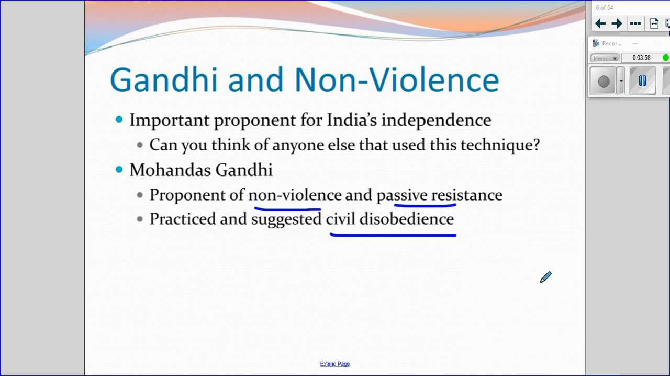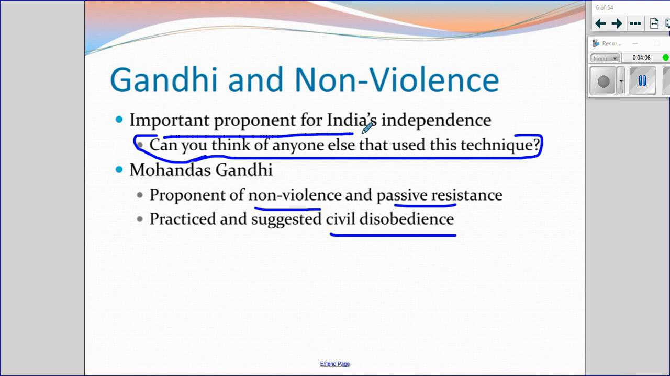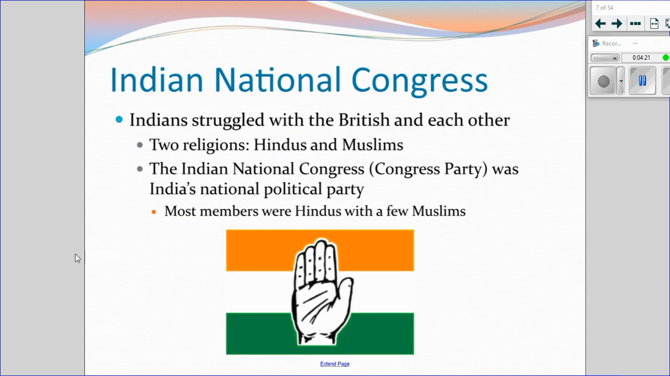All right, and so I think you might be able to think of somebody else who has done this. And if you're thinking Dr. Martin Luther King Jr., you're right, because nonviolent, passive resistance, and civil disobedience were key tenets of Dr. King's direct action approach during the American Civil Rights Movement. And so the Indian National Congress is formed. Indians struggled with the British and each other. They were trying to hash out a collective sort of organization to resist British rule.